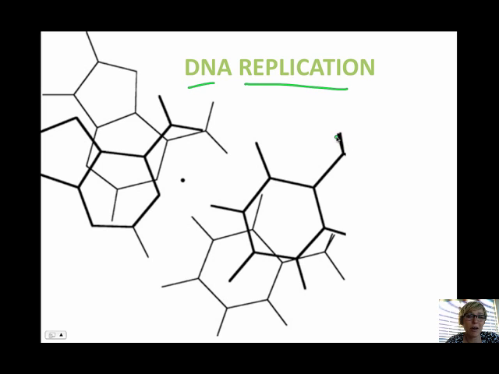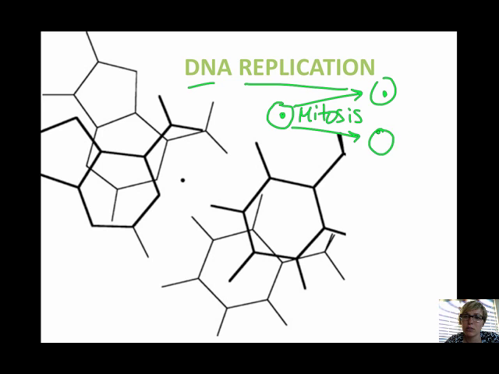Now, this is exactly how it sounds. We take one DNA and we replicate it and we get two DNA. And when does the cell need to do this? Well, the cell needs to do this when we take one cell and we go through our favorite process called mitosis, and we end up with two identical cells. So those two identical cells need to also have identical DNA within them.